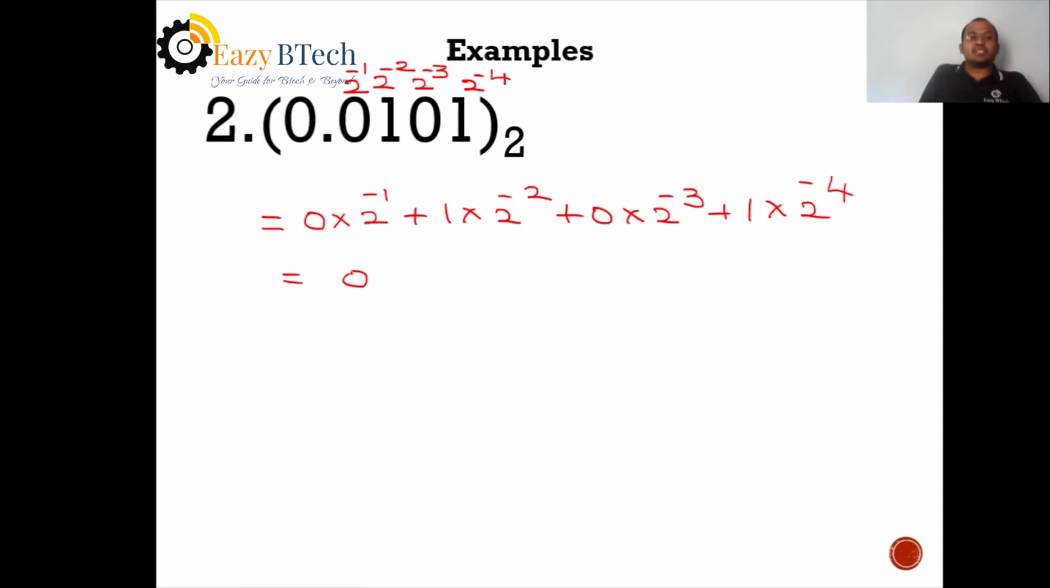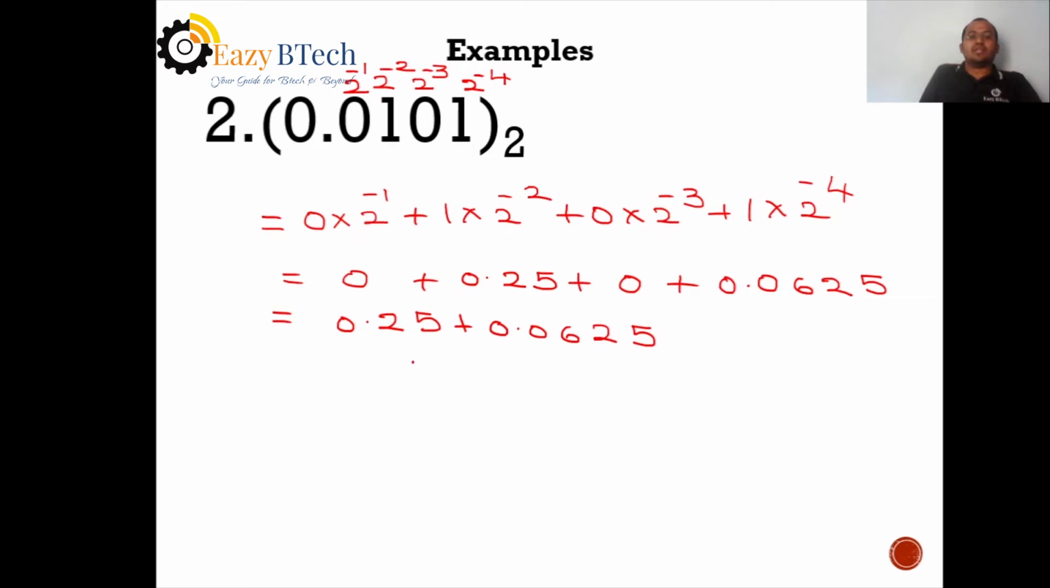So this will be 0. So 1 into 2 power minus 2 means it will be 0.25, and 0 into 2 power minus 3 will be 0, whereas 1 into 2 power minus 4 will be 0.0625. So we'll have only 0.25 plus 0.0625. If we add these two, we will get 0.3125. So this is the decimal equivalent for the given binary number 0.0101.